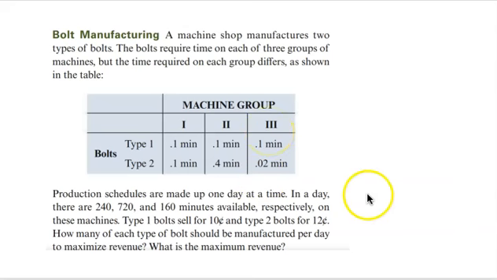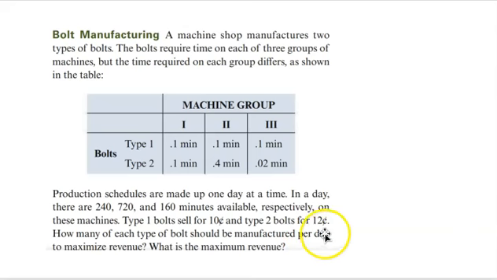Now, what does the question say? Production schedules are made up one day at a time. In a day, there are 240, 720, and 160 minutes available respectively on these machines. What that means is machine group 1 has 240 minutes that we can use. Machine group 2 is available for 720 minutes, and machine group 3 is available for 160 minutes.